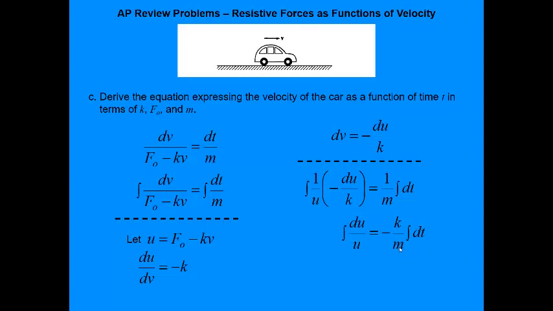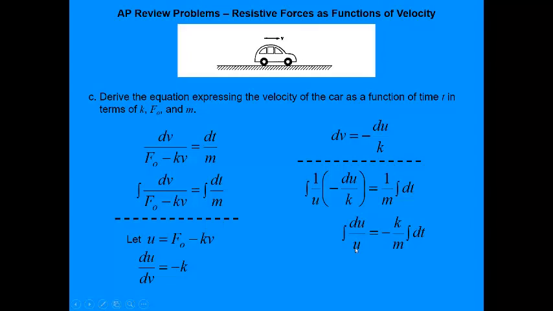And now we're ready to take the integral of both sides. Well, on the right-hand side, it's a fairly simple integral. The integral of, essentially, there's a 1 here with respect to t, is just t. Right, so no big deal there. The left-hand side gets a little tricky. We've got the integral of 1 over u du.